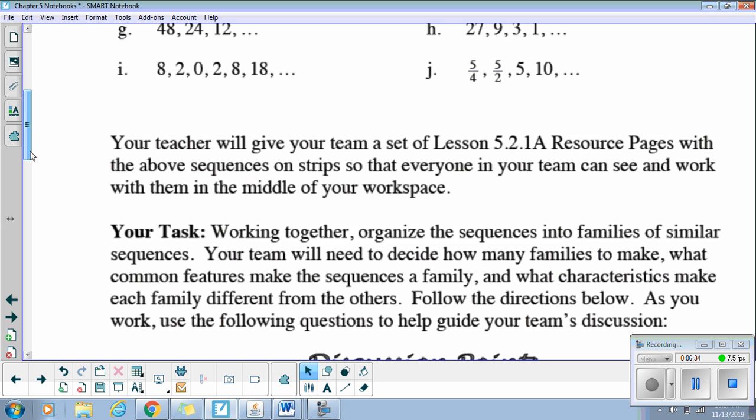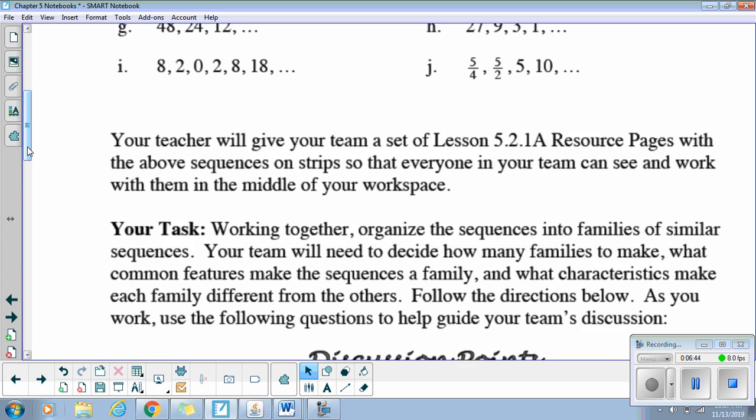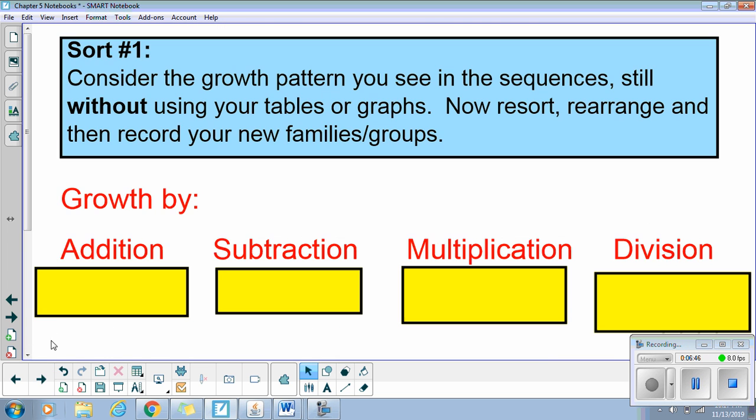So make sure the desk is clear. You should only have your math notebook and the Chromebook out, maybe a calculator, definitely a pencil. And we're going to do 3 different sorts with these. So the first sort, number 1.